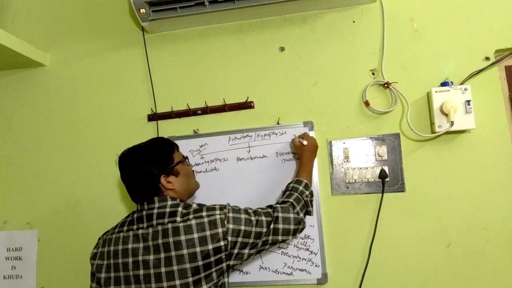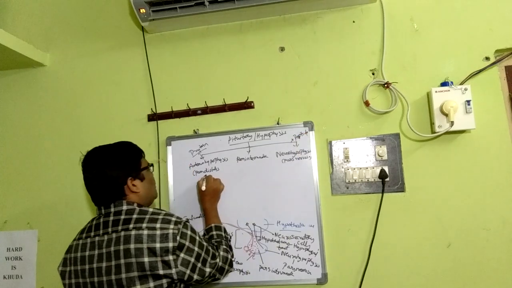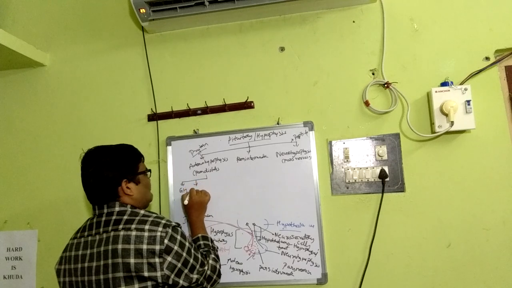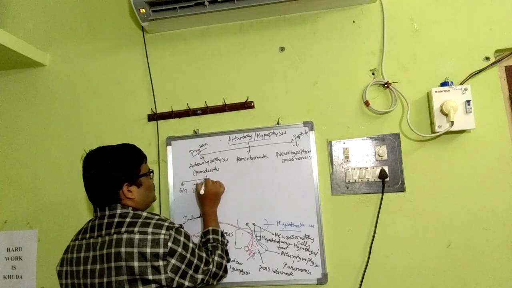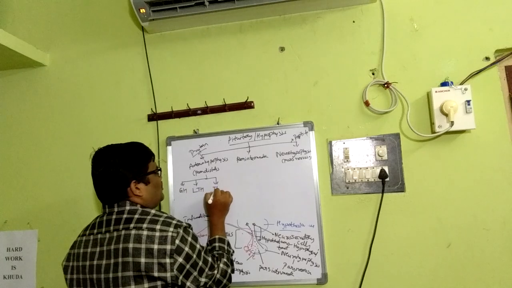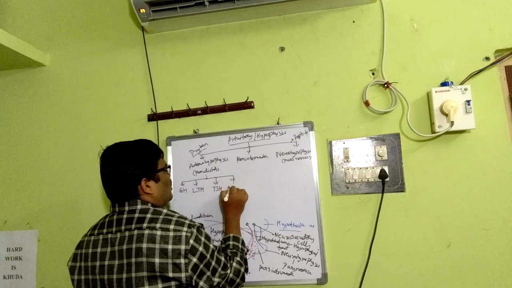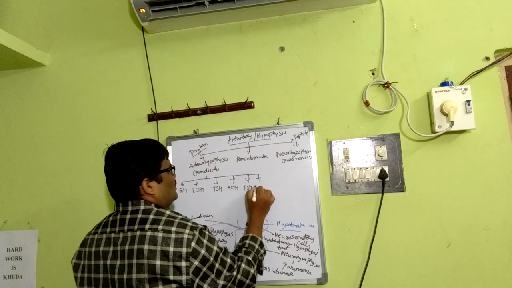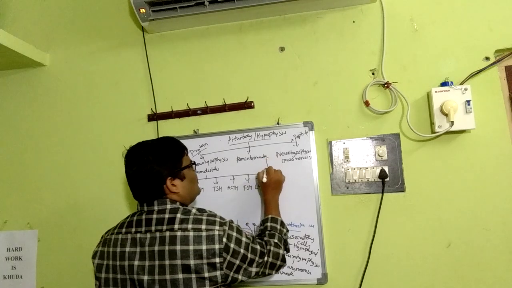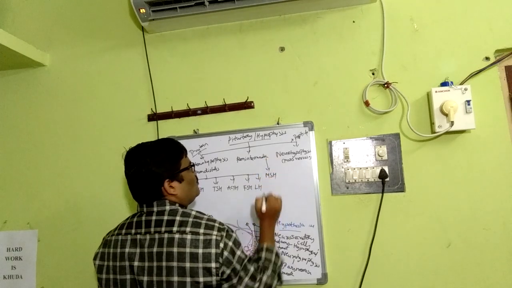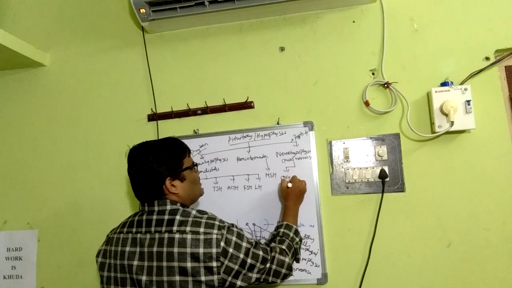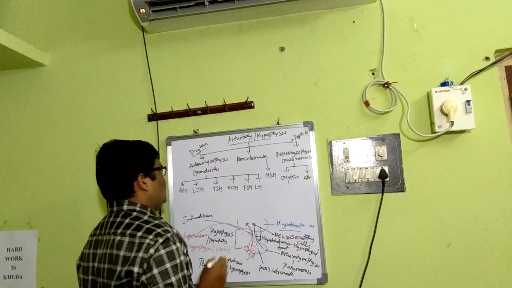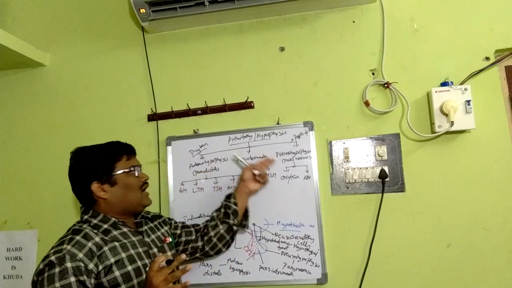The neurohypophysis secretes peptide hormones. Say the adenohypophysis, for example, growth hormone, then luteotropic hormone, LTH, then thyroid stimulating hormone, then adrenocorticotropic hormone, then follicle stimulating hormone, then luteinizing hormone. The pars intermedia will release melanocyte stimulating hormone. The neurohypophysis will release oxytocin and antidiuretic hormone. These are important. That means each part has different hormones.